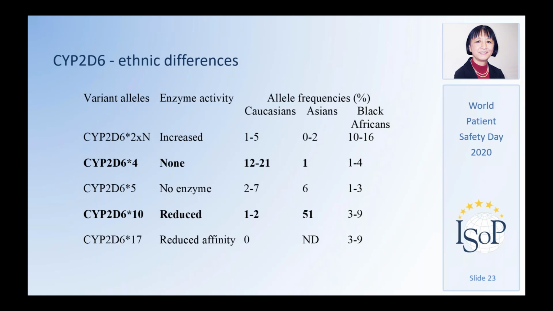Then you look at the CYP2D6*10, which is associated with reduced enzyme activity. And allele frequency in the Chinese population is 51%. And in Caucasians, it is only 1 to 2%. And this explains the right shift of the metabolic ratio in Chinese. And in Africa, you see the 2D6*2XN that represents ultra-rapid metabolism, and you'll find higher allele frequency in Black Africans.